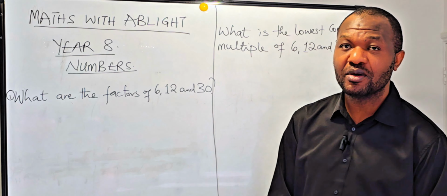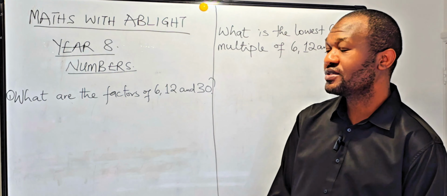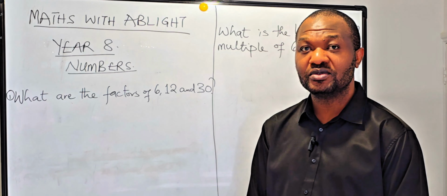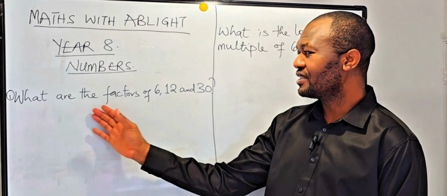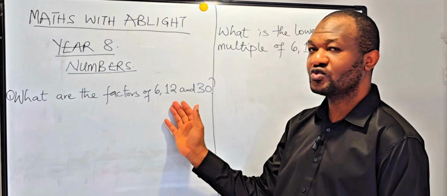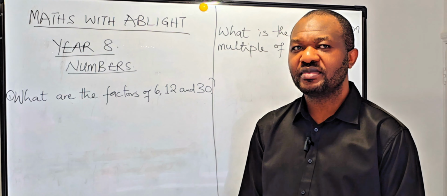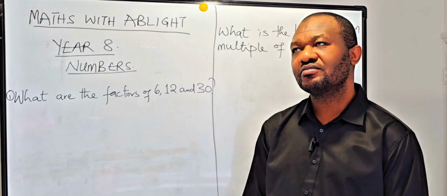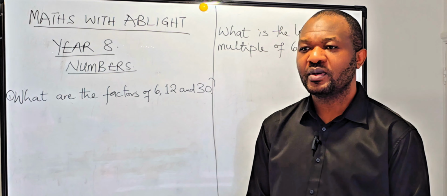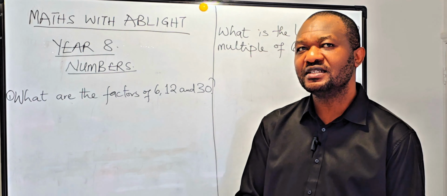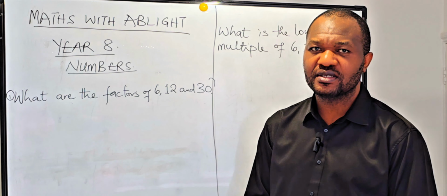Still dealing with numbers. We've got 2 questions before us, and then we're going to do justice to them. It says, what are the factors of 6, 12, and 30? Factors are those numbers that can go into another number without a remainder. When I say go into, that number can easily divide, and then there is no remainder.